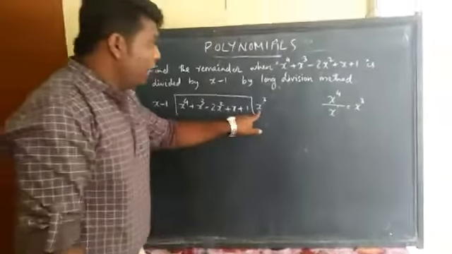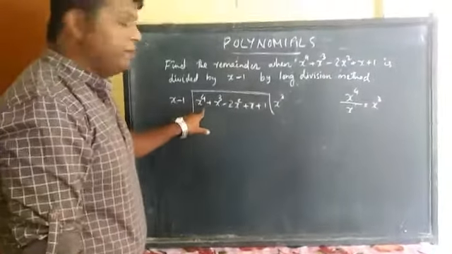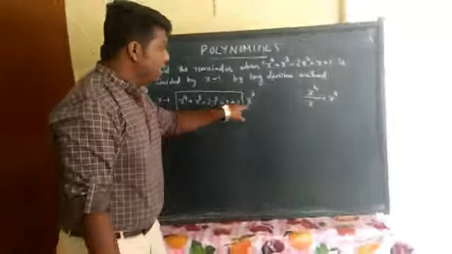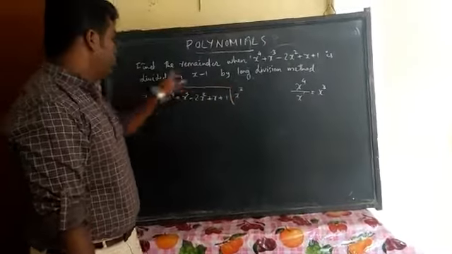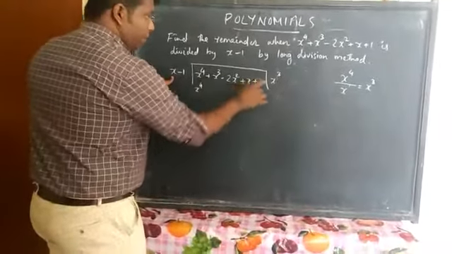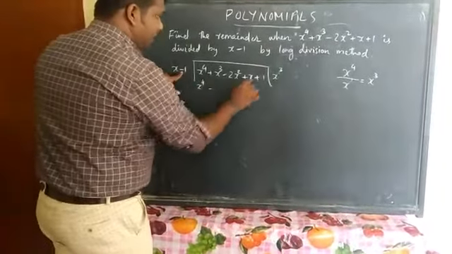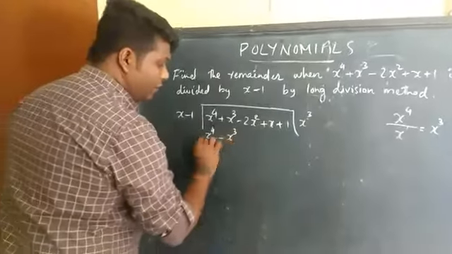And after this one, multiply this number by the divisor and write it beneath this one. Multiply the quotient with the divisor and write it here. So बोलिए x cube into x क्या होगा? x raised to 4 plus into minus is minus. x cube into 1 is x cube itself.